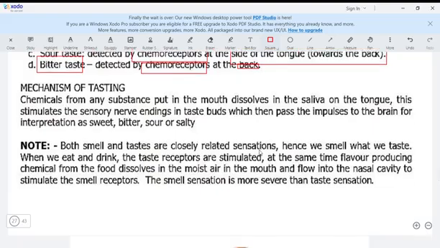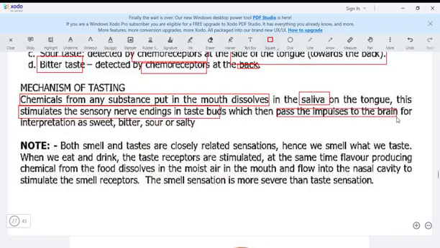So what are the mechanisms? How do we taste things? First thing is that chemicals from any substance you want to taste that you put in your mouth will first dissolve in the saliva on the tongue. So it will stimulate the sensory nerve endings in your taste bud, which will then be passed in the form of impulse to the brain, so that it can be interpreted as sweet, bitter, sour, or salty.